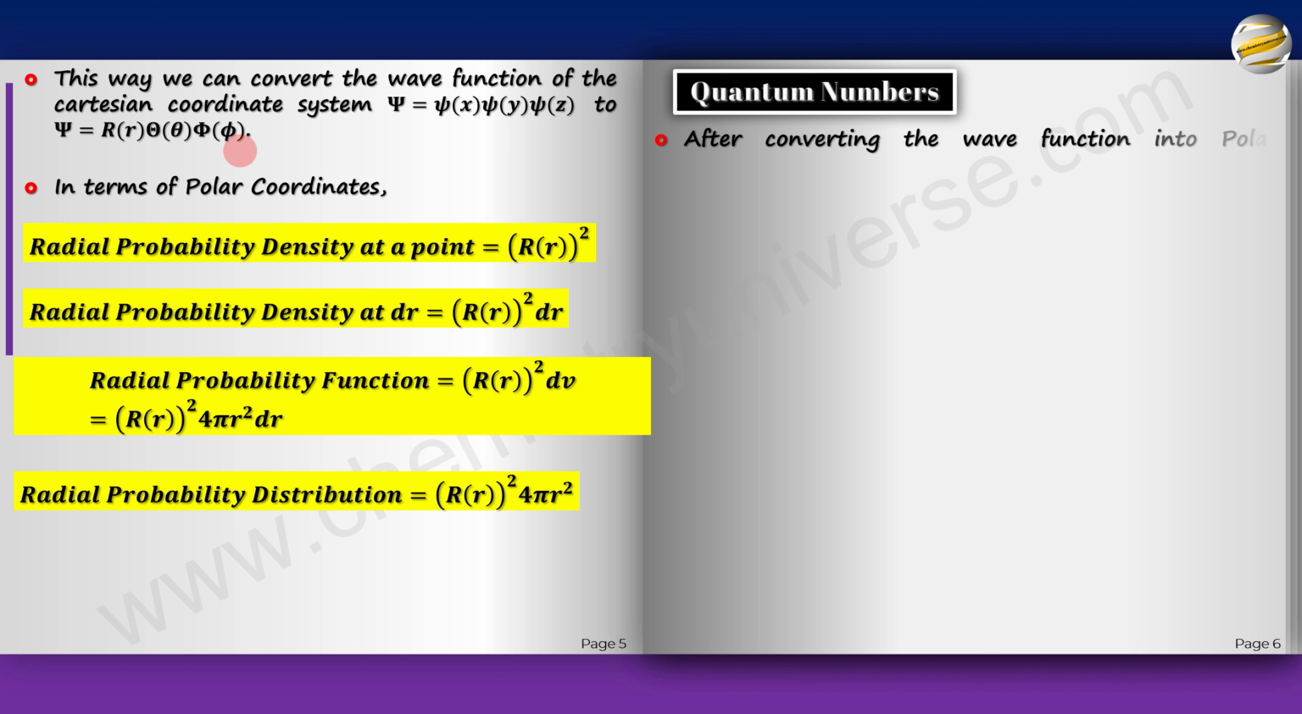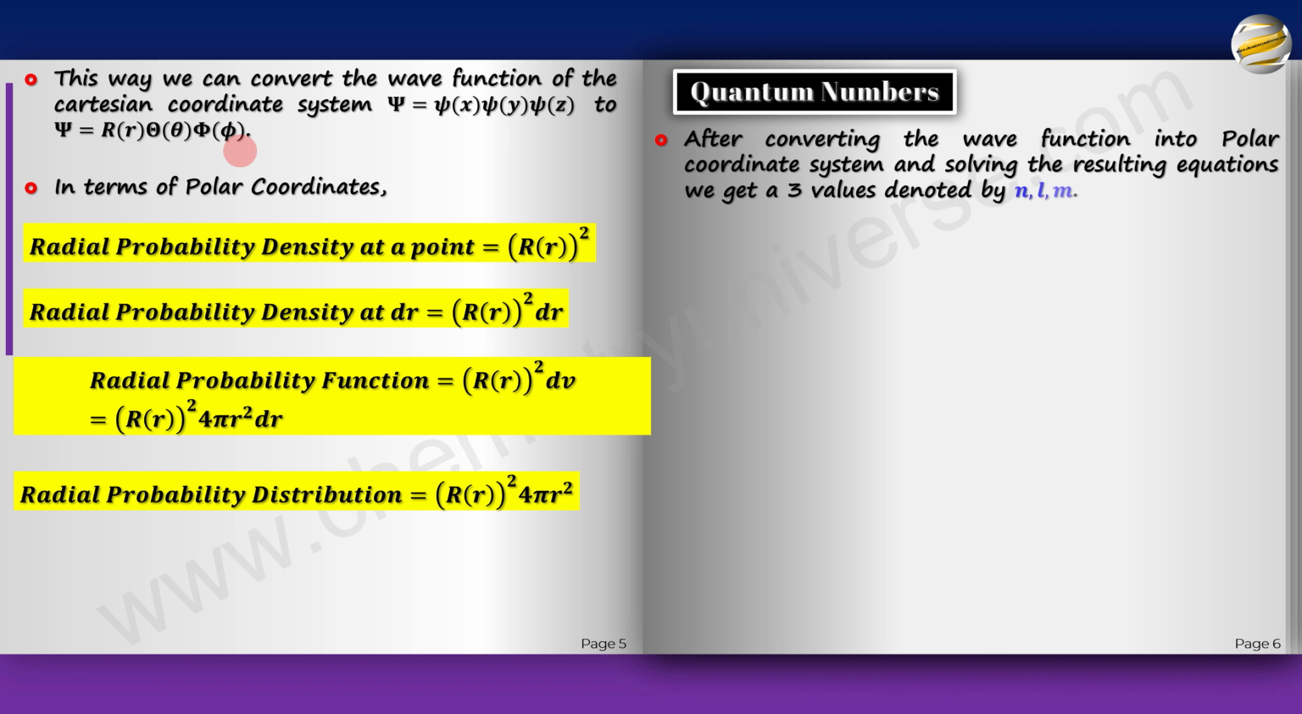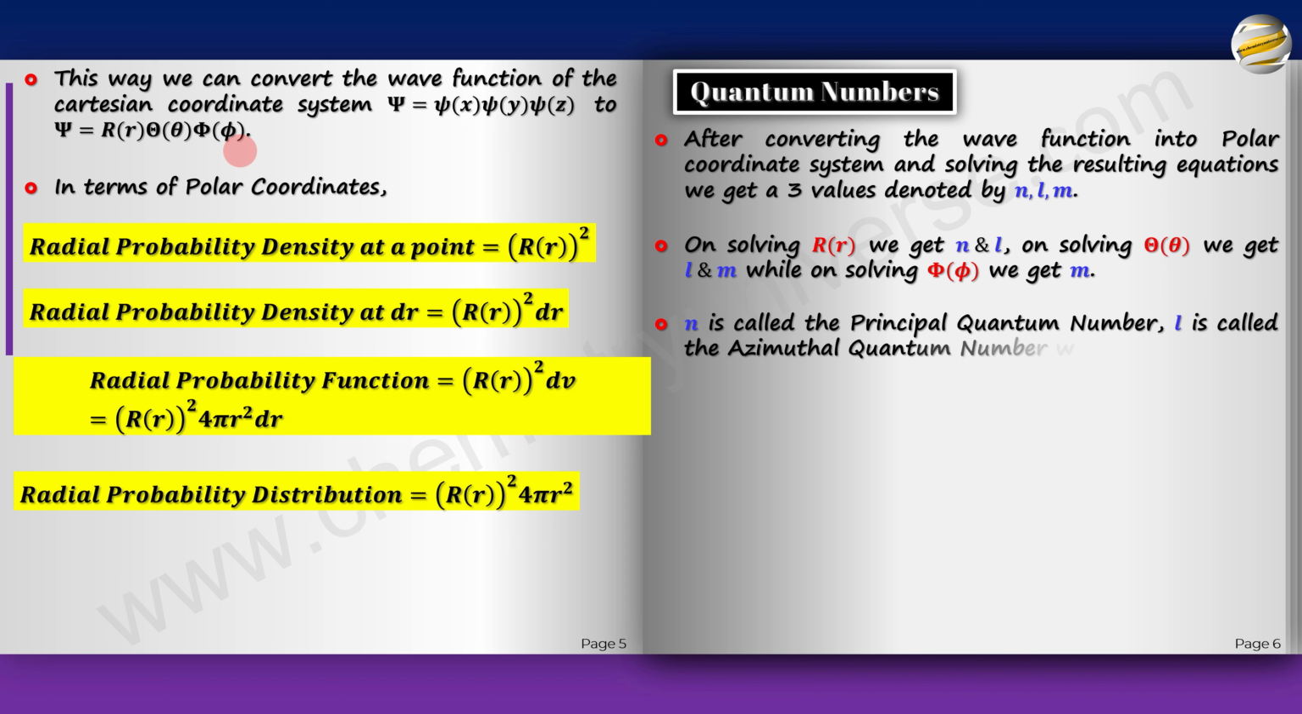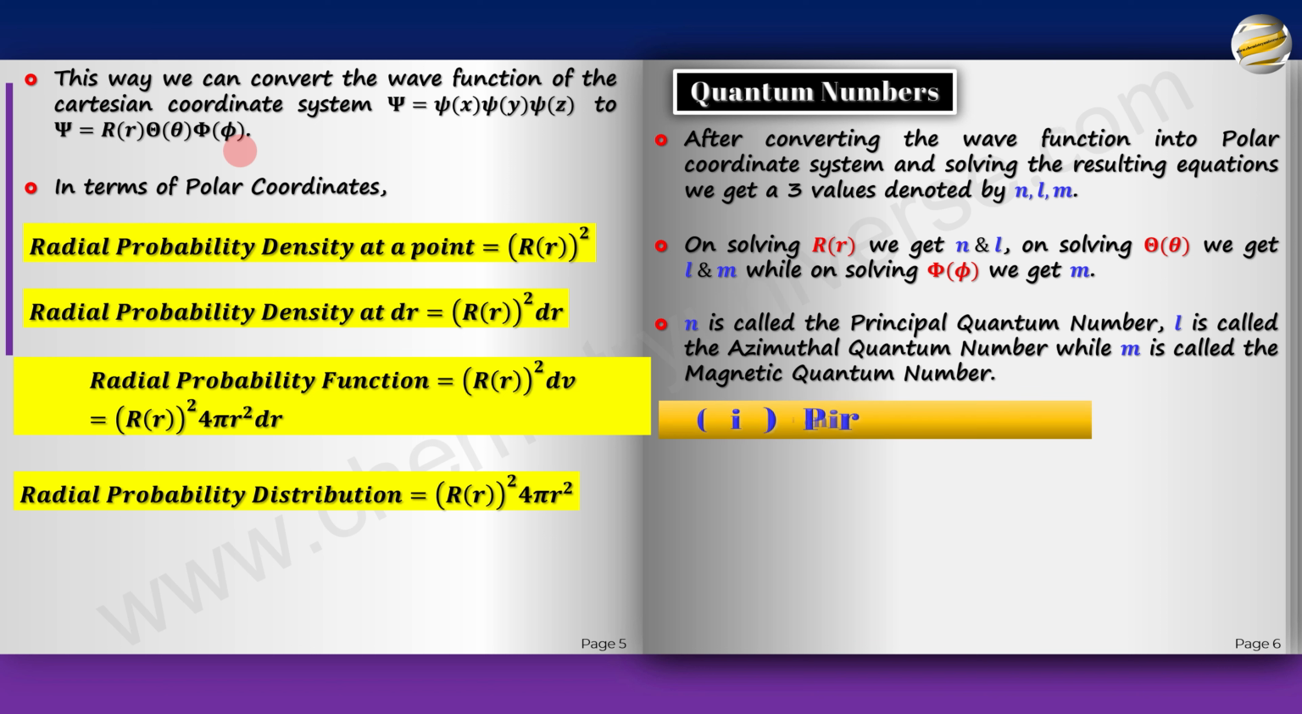After converting the wave function into polar coordinate system and solving the resulting equation, we get three values denoted by n, l, and m. On solving R(r), we get n and l, while on solving Theta(theta), we get l and m, while on solving Phi(phi), we get only m. n is called the principal quantum number, l is called the azimuthal quantum number, while m is called the magnetic quantum number. So let's quickly go through each of them.